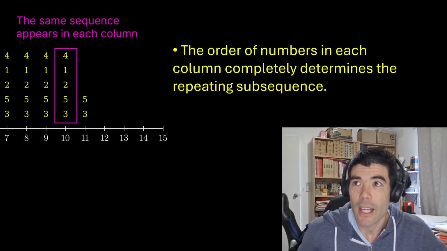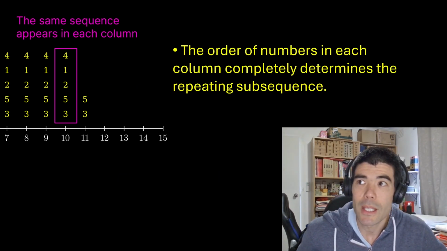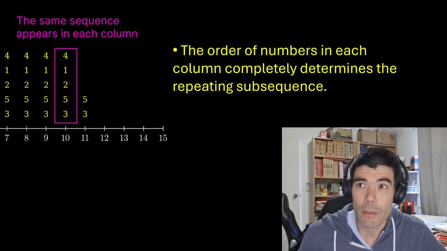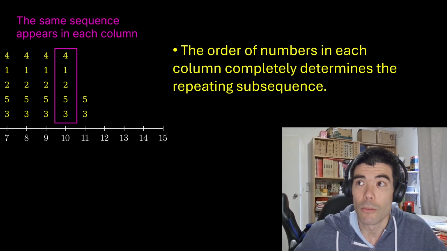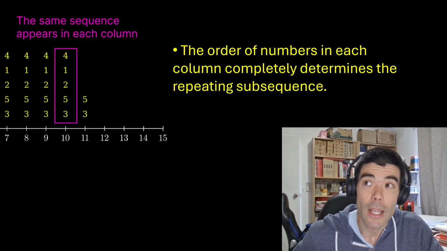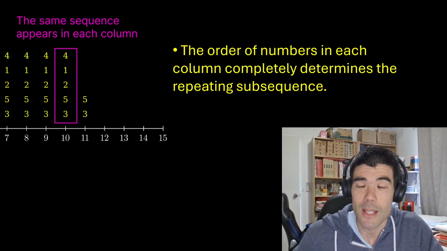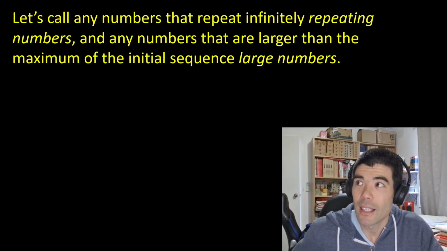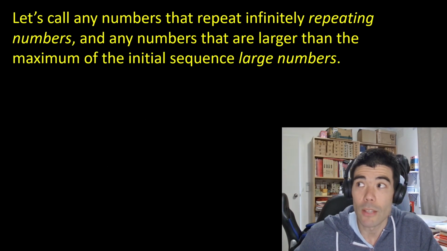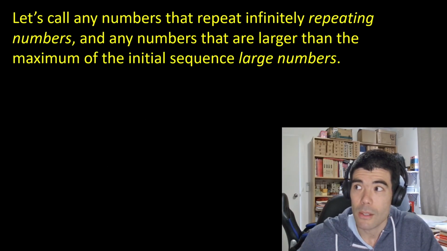So it is actually the case that the order of the numbers in each column completely determines the repeating subsequence. If we can prove that the order of each column remains the same to infinity, we will get a repeating subsequence. In order to do that, let's define some terms. Let's call any numbers that repeat infinitely repeating numbers, and any numbers that are larger than the initial maximum of the sequence large numbers.